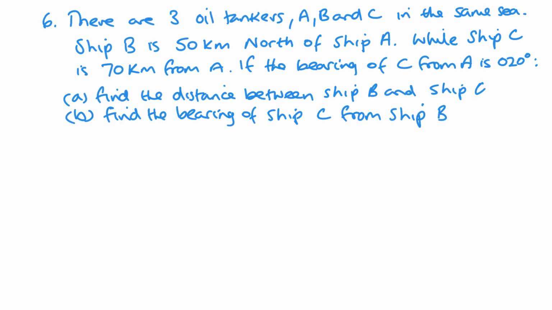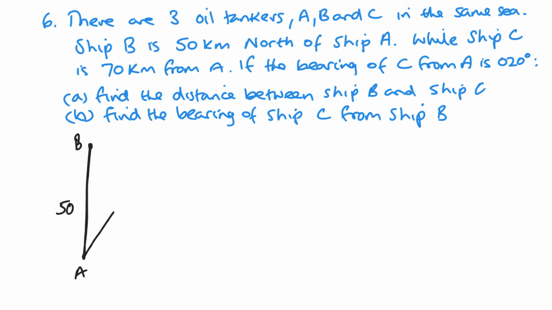Okay. Final question for today, we've got 3 oil tankers A, B, C. They're in the same sea, so they're all on the same 2D kind of plane if you think about it. Ship B is 50 kilometers north of A, so if I think about A, directly north is going to be B, and that is at 50 kilometers. Ship C is 70 kilometers from A at a bearing of 020 degrees.